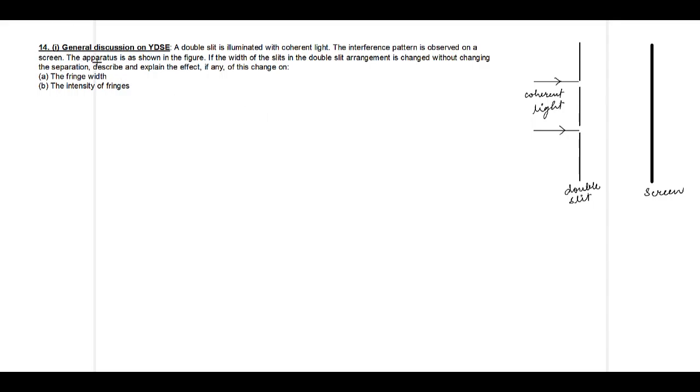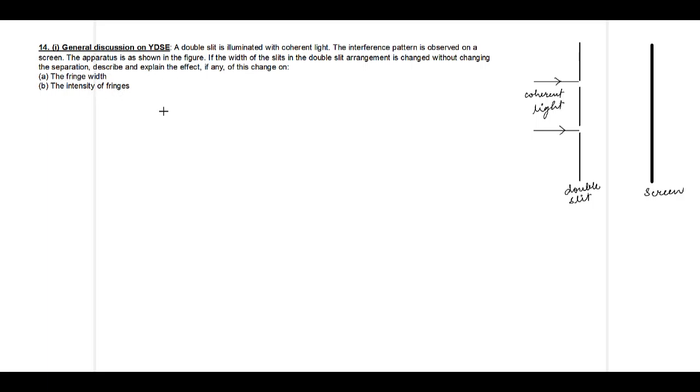This question is a general discussion on YDSE in which we are given a double slit which is illuminated by a coherent light and the interference pattern is observed on the screen. In this particular variation, we are changing the width of the slits without changing the separation between them, and we are asked to discuss the effect of this change on the fringe width or the intensity of the fringes.